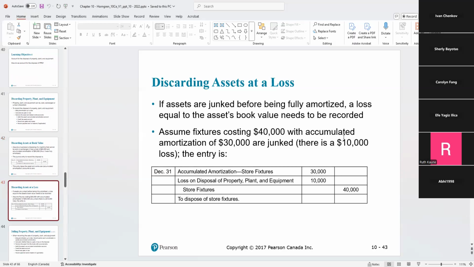The second option is, what's going to happen if I have an asset which I purchased for $40,000, store fixtures.